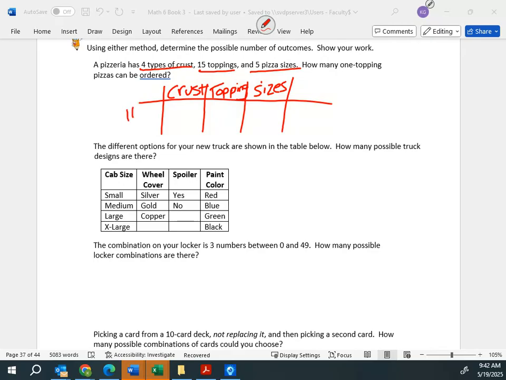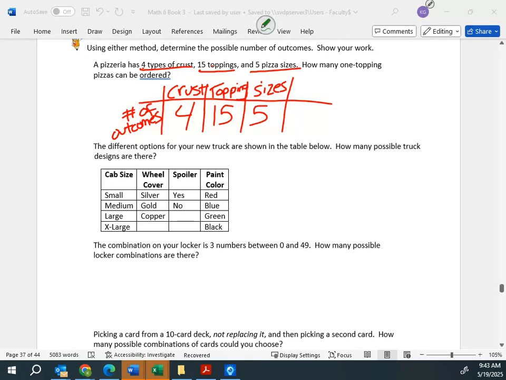Remember, on the left, we have number of outcomes. So I look at that and I say, how many outcomes could I have for the crust? 4, because there are 4 types of crust, so I'm going to put a 4 in there. How many topping outcomes are there? 15. We have 15 toppings here, so I put a 15 in there. How many sizes? 5. There are 5 pizza sizes.